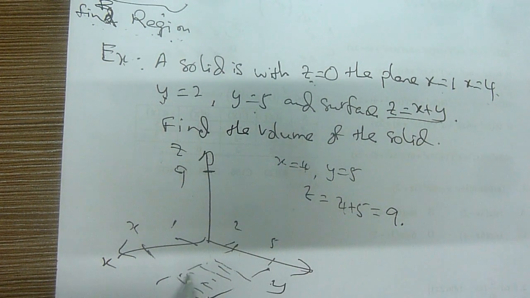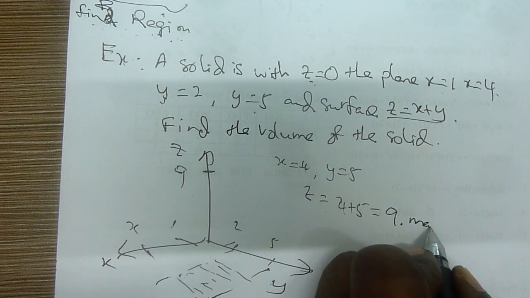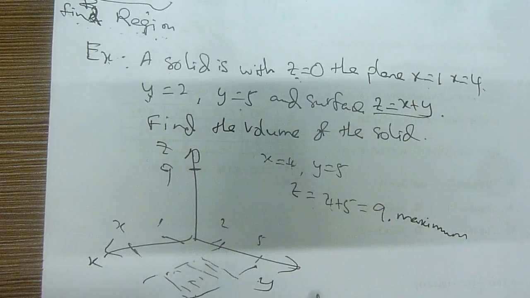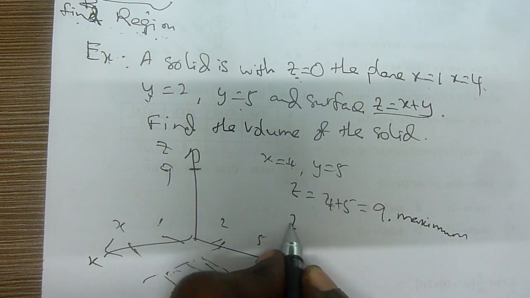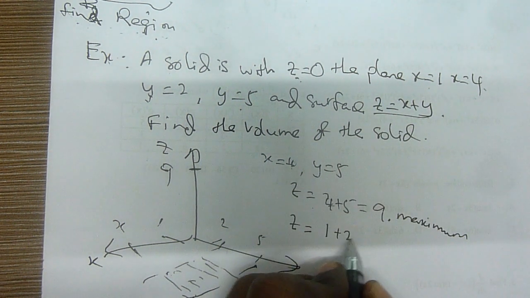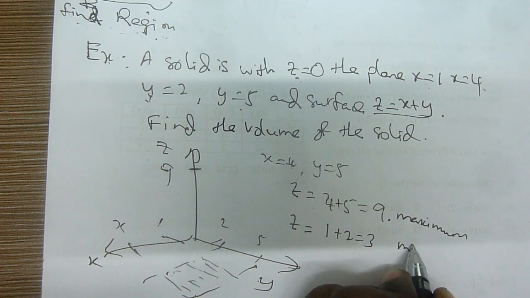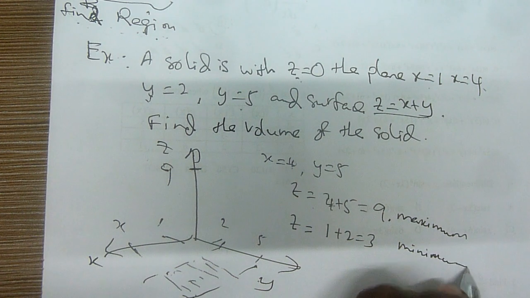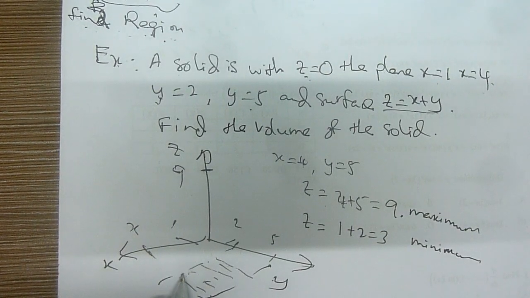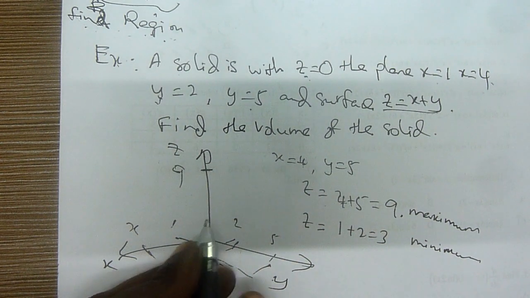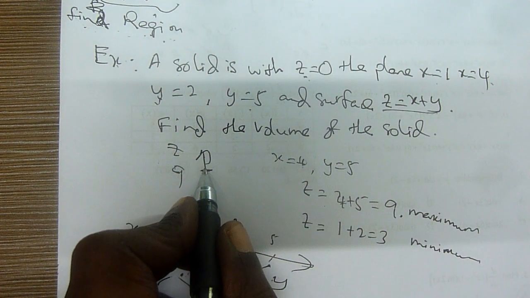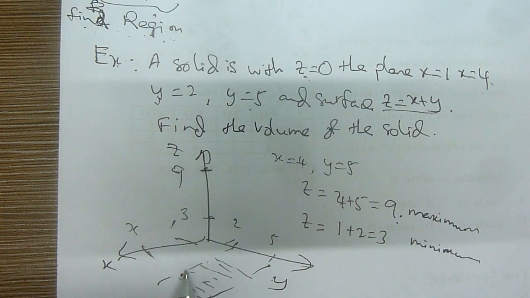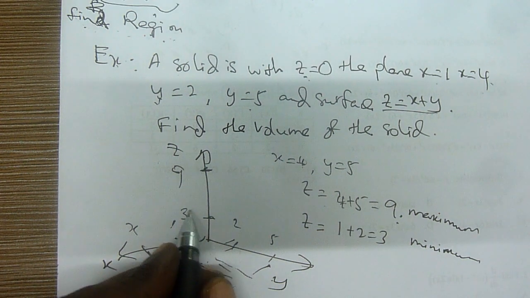Therefore, the maximum will go to 9, but it's not a regular shape. At the beginning z will be very small. Z at 1 plus 2 is 3, which is the minimum. You can see the shape is very small, like a tiny thing, but it starts from 3 and goes up to 9. Therefore, it's a hanging kind of thing.